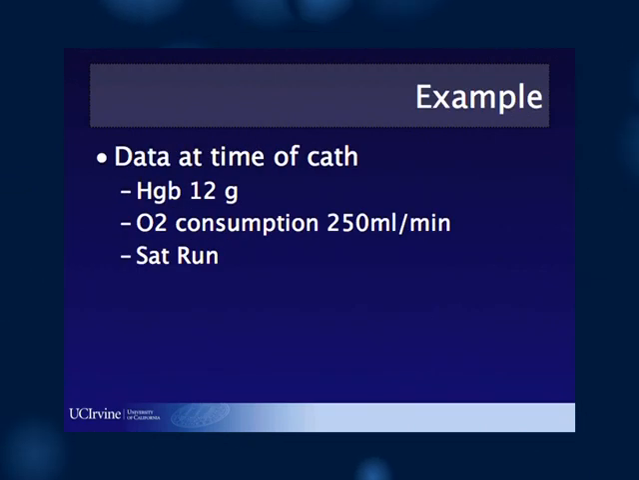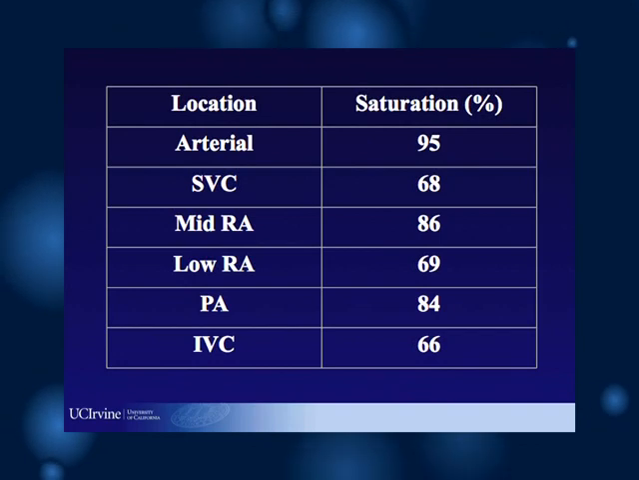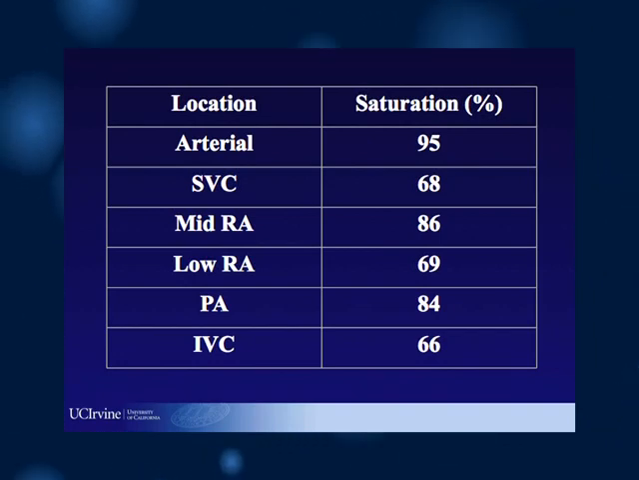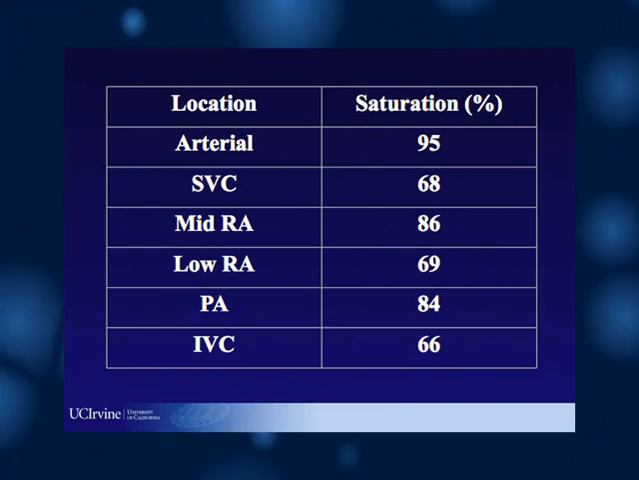The data we obtain at cardiac catheterization tells us that the hemoglobin is 12 grams, oxygen consumption 250 milliliters per minute, and the saturation run shows the arterial sat 95, SVC 68, mid RA 86, low RA 69, PA sat 84, and IVC sat 66.